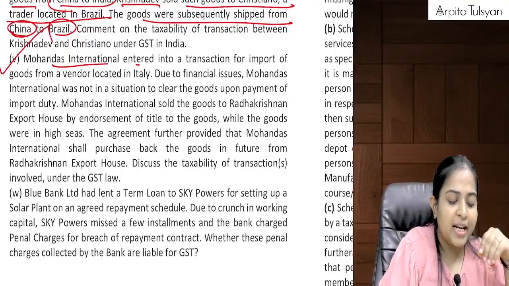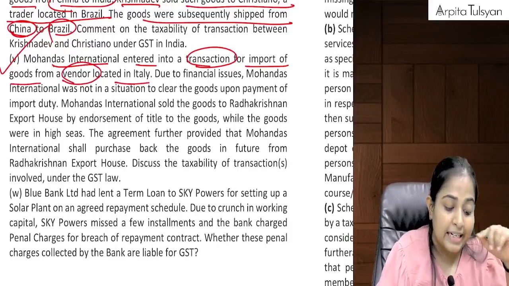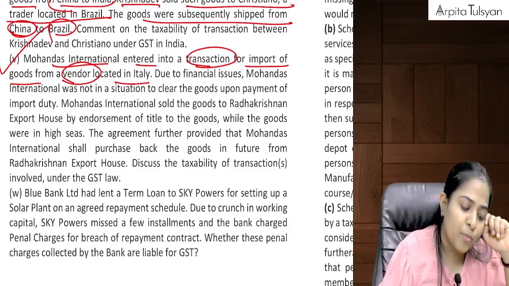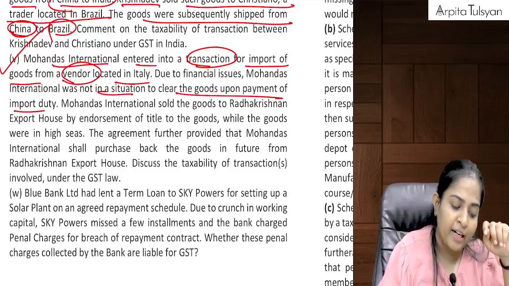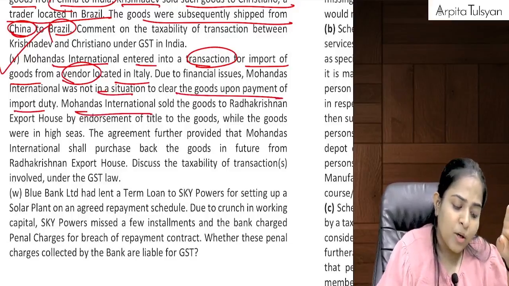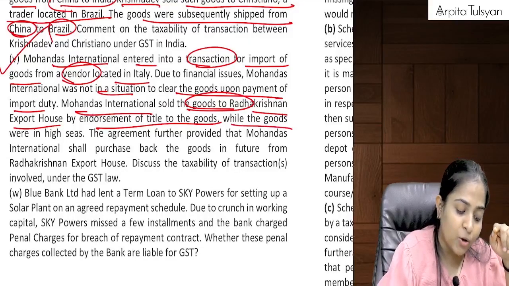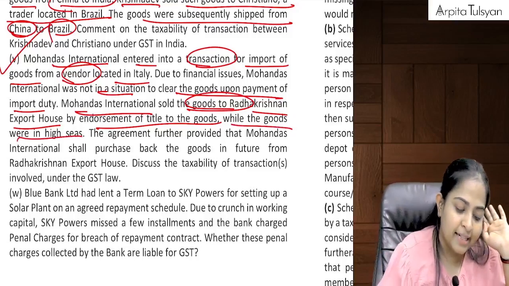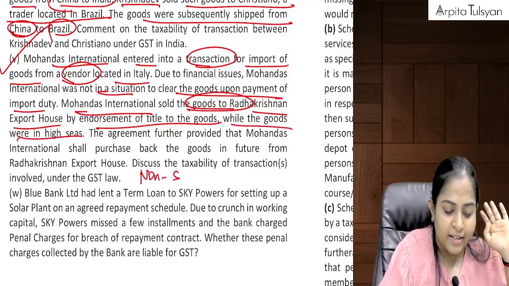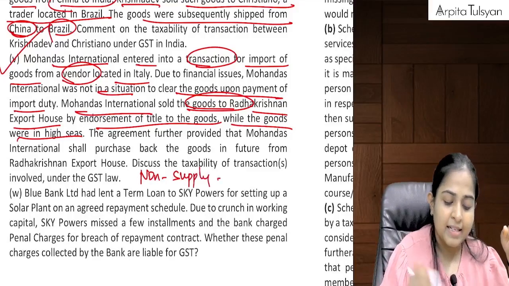Mohandas International entered into a transaction for import of goods from a vendor located in Italy. Due to financial issues, Mohandas International was not in a situation to clear the goods upon payment of import duty. Hence, Mohandas International sold the goods to Radhakrishnan Export by endorsement of title while the goods were in high seas. When the goods were in waters, we have sold it to someone else. Can we say again this is not considered? Like we selling the goods to Radhakrishna will not be considered as a supply.